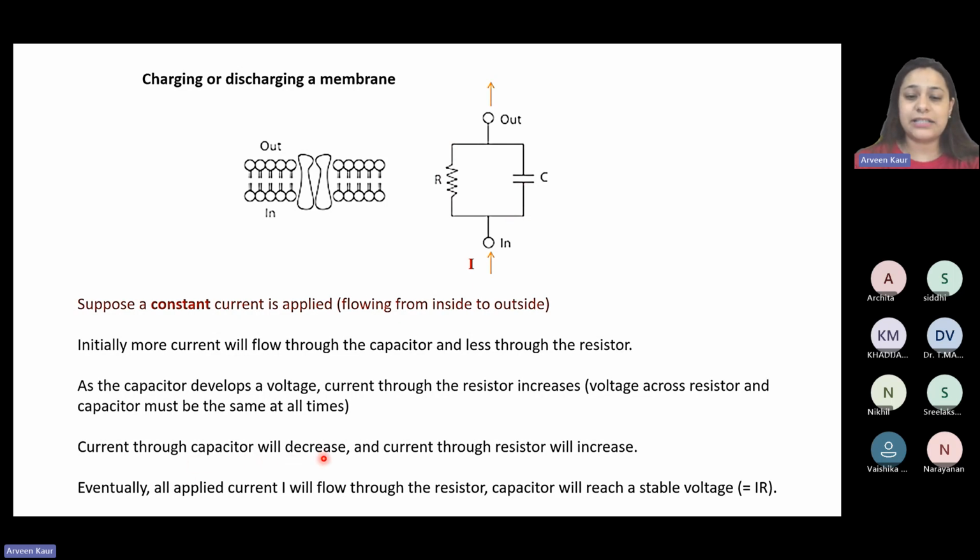Then current through the capacitor will decrease. More and more current will start flowing through the resistor and less through the capacitor, right? And the current through the resistor will increase. Eventually, all current applied at I will flow through the resistor and the capacitor will reach a stable voltage, which is known as IR, right? So eventually, all the current will flow through this resistor and none through the capacitor. And the voltage over here will become IR, because there will be a difference between the voltage on this end and this end, right?